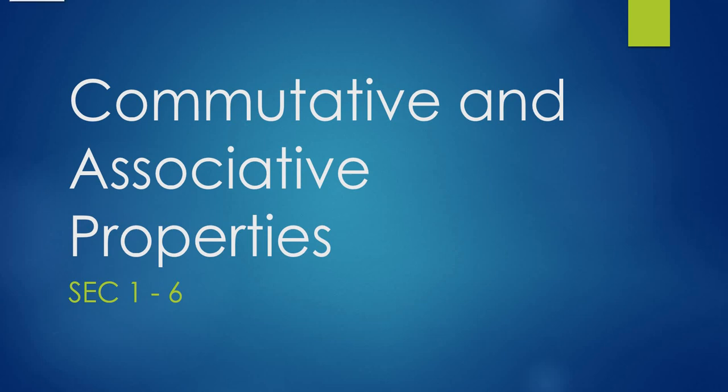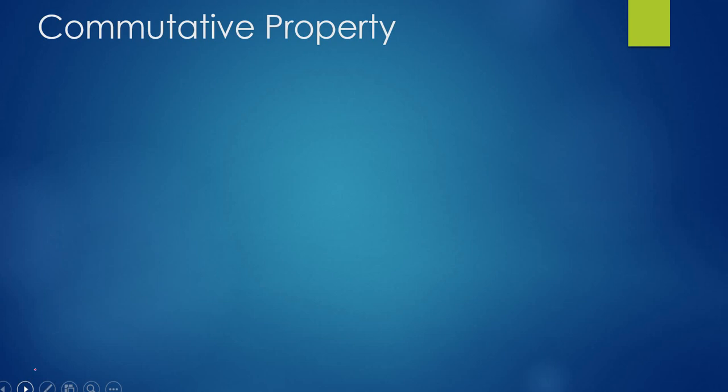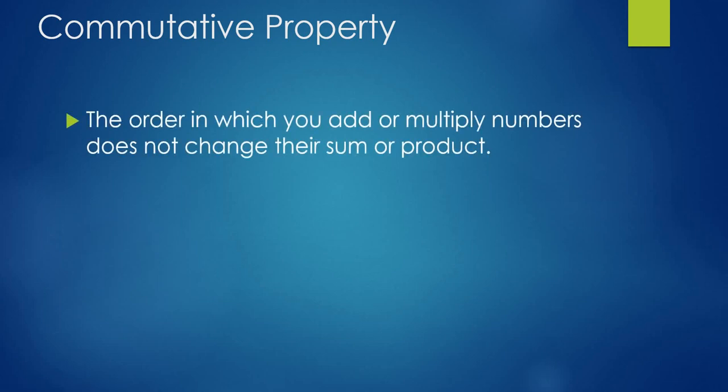Section 1.6 is the commutative and associative properties. So these should be review for us. Let's take a look. The commutative property says the order in which you add or multiply numbers does not change their sum or product. So order, when you commute from one spot to another, you change your position.